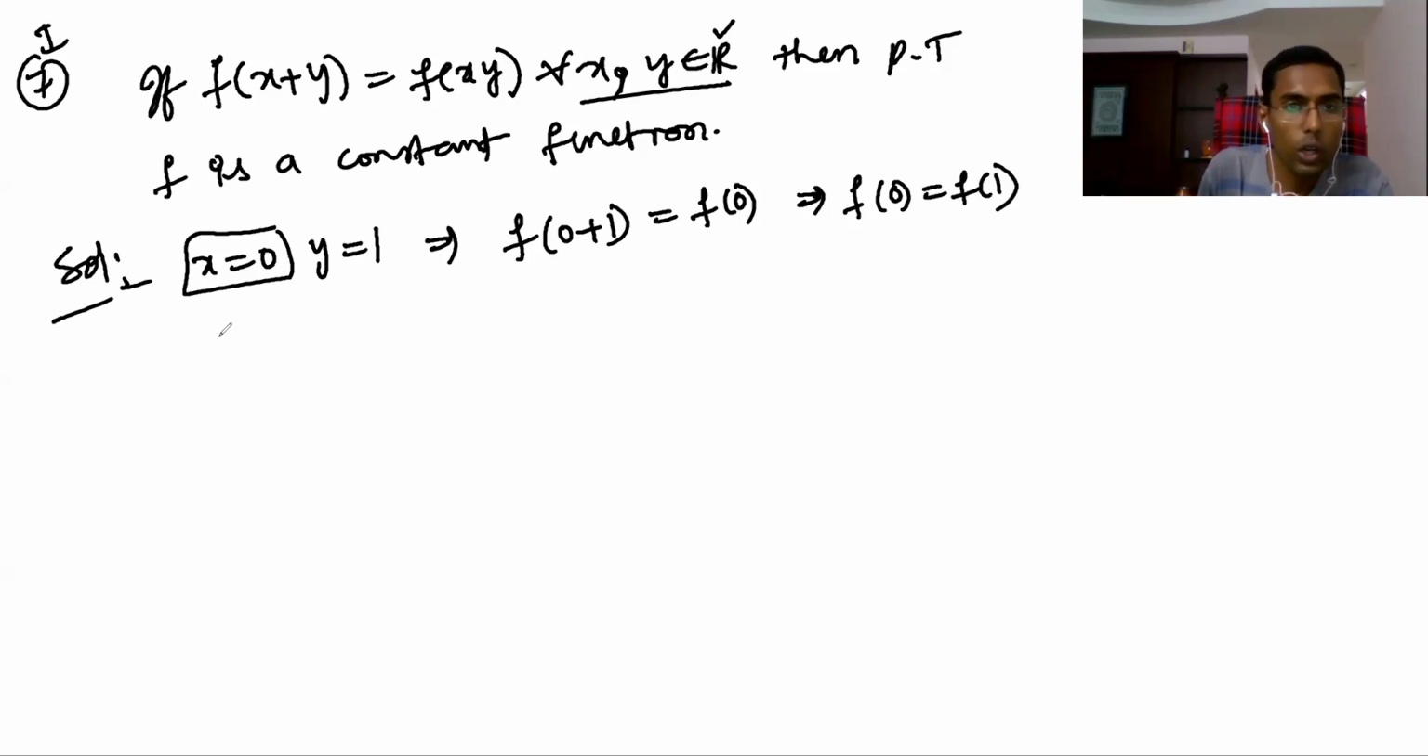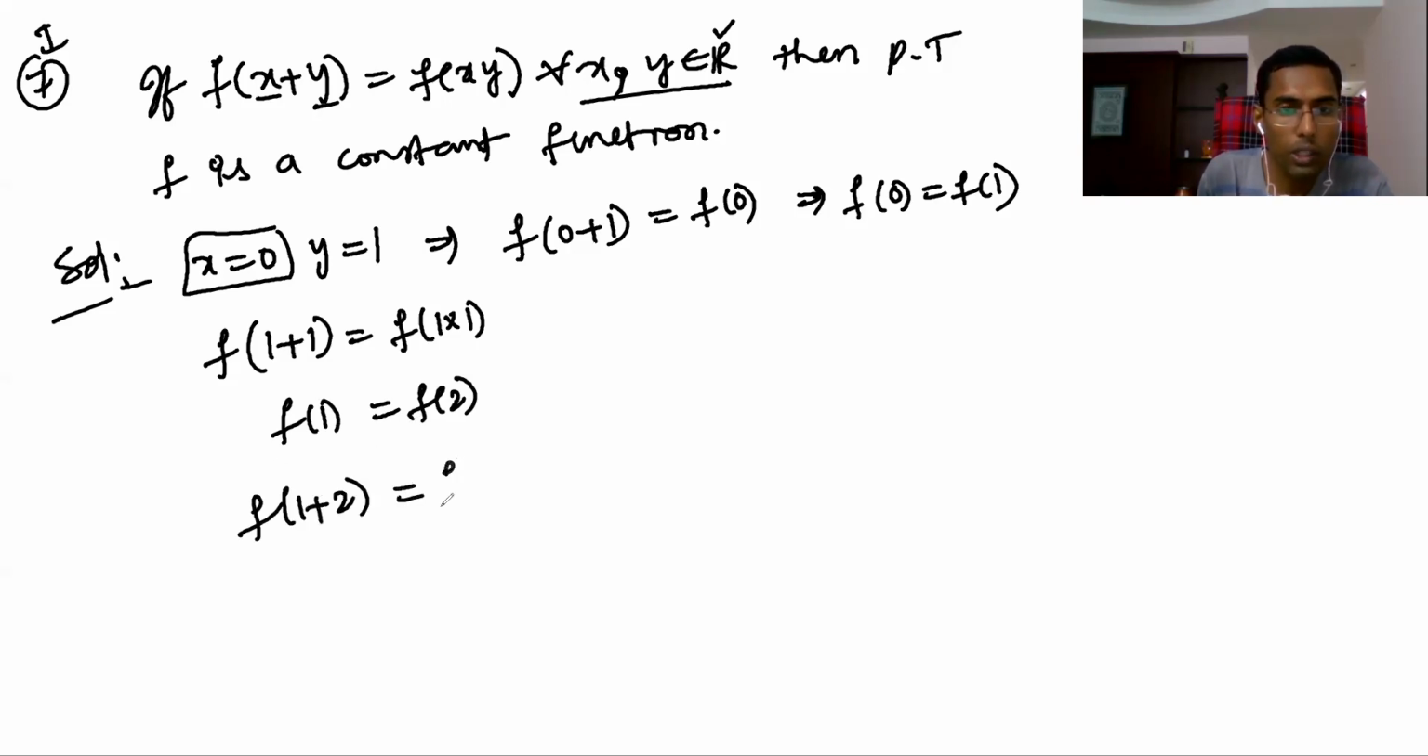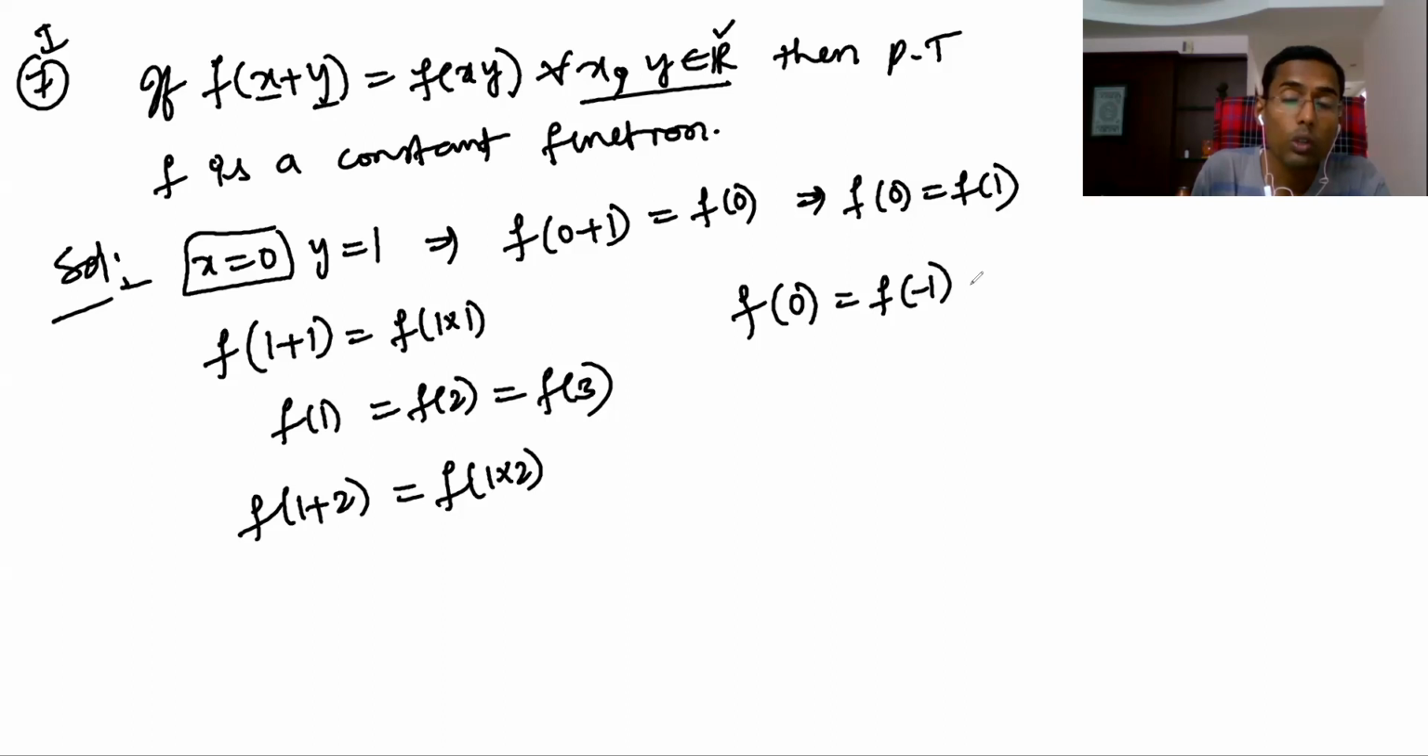Number 2. Now here I'll keep 1 plus 1. That means x is 1, y is 1. That means f of 2 equals f of 1 into 1. So f of 1 equals f of 2. Similarly, if I put f of 1 plus 2, that means f of 1 into 2, so f of 2 equals f of 3. Like that you can prove f of 0 equals f of minus 1 also. Then everything is equal: f of minus 1 equals f of 2 equals f of 1 equals f of 3 equals f of 4, you can keep all.